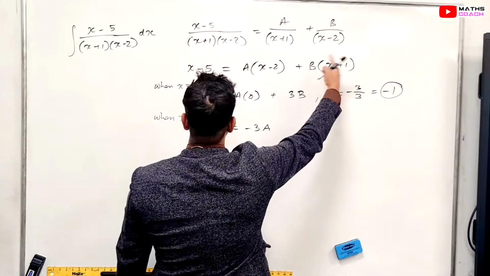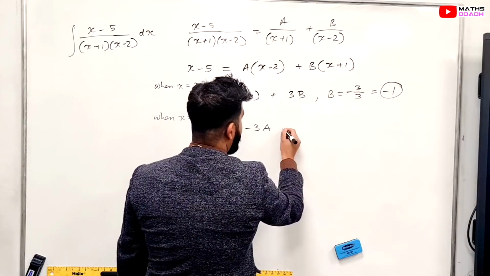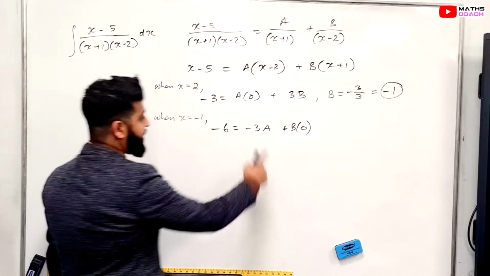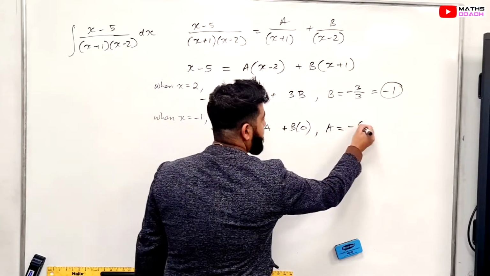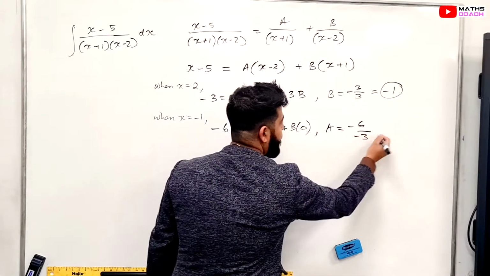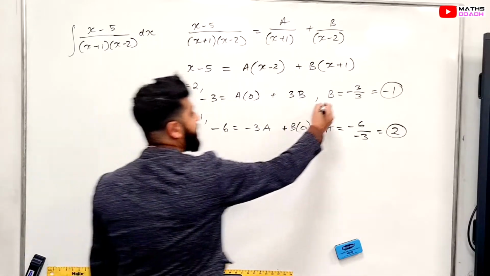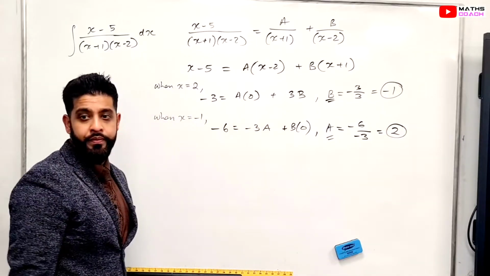The b, what happens to the b? That becomes 0, because minus 1 plus 1 is 0. So essentially, you have a is equal to minus 6 over minus 3, which is positive 2. So you find your value of b as minus 1 and your value of a as 2.